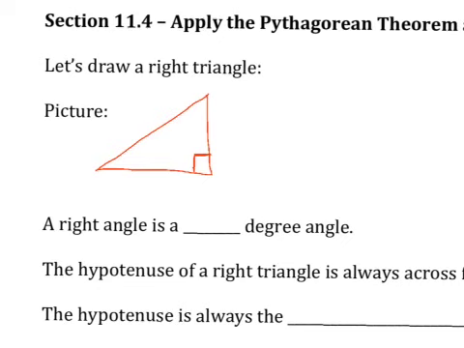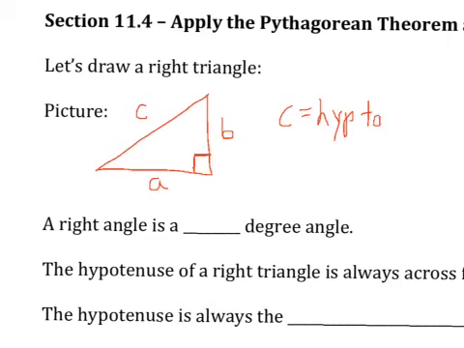In a right triangle, we have two legs, and they're named A and B. It doesn't matter where you put A or where you put B, just matters that they are the legs of the triangle. And then we have the longest side, which is always across from the 90-degree angle, and that side is labeled C. C is the hypotenuse.